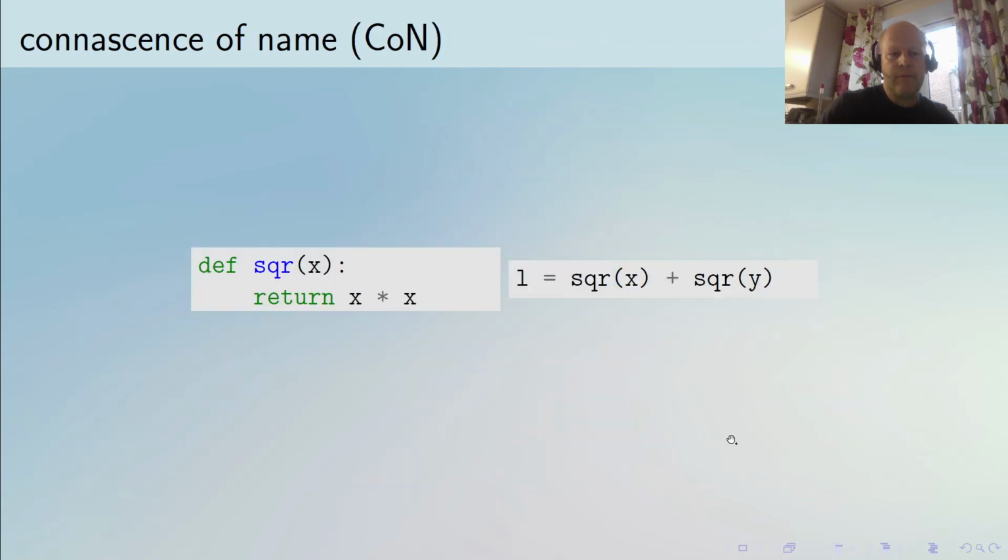Here's an example for connascence of name. On the left side you have the function def sqr of x, which returns the square of a number. And on the right side you have a function call calling sqr twice. Obviously, if you want to change the name from sqr to square, you would have to not only change the method name, but also change it on all call sites. So that is connascence of name.